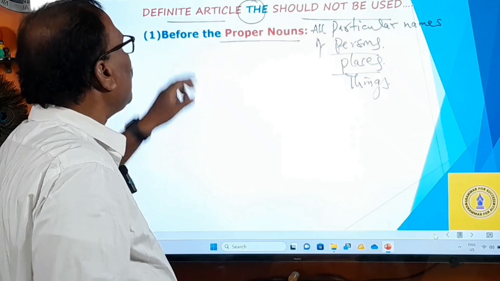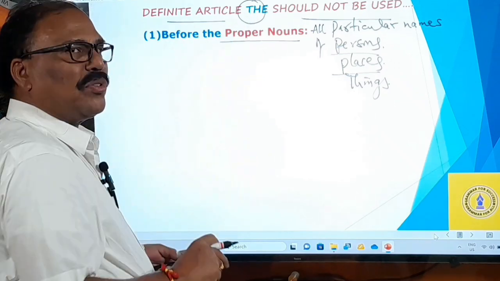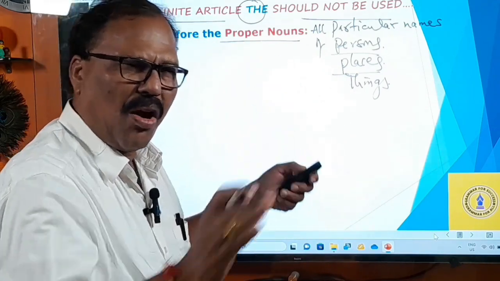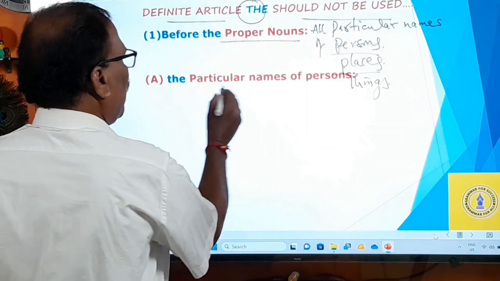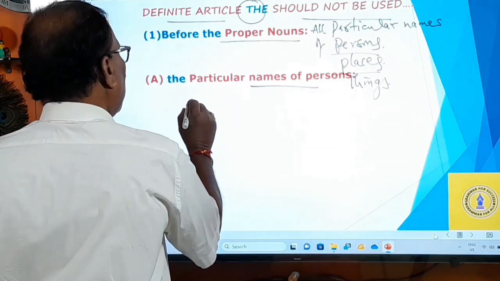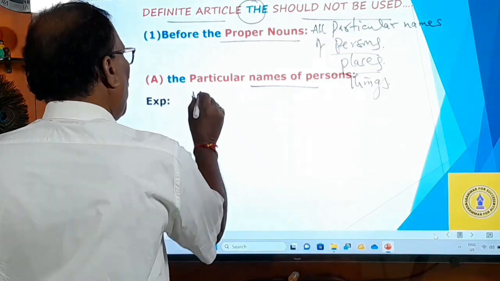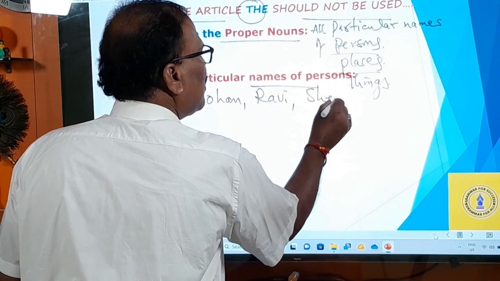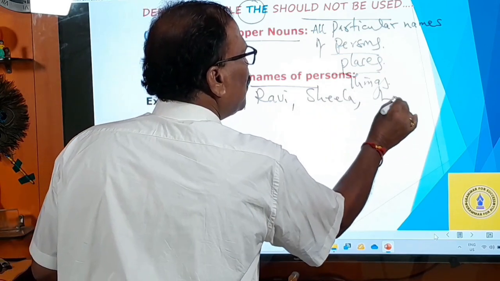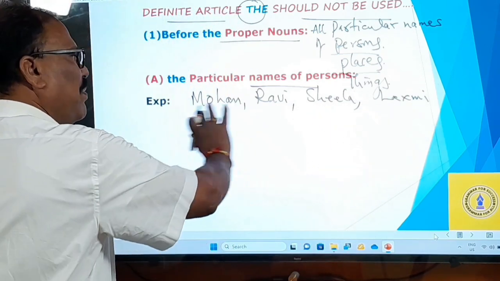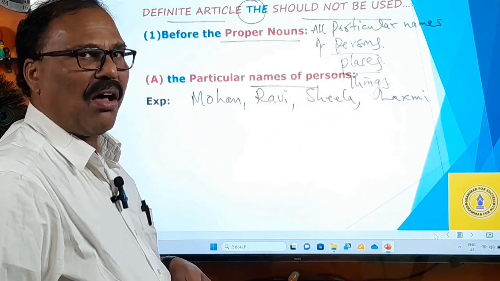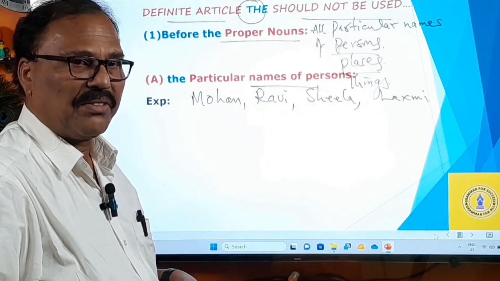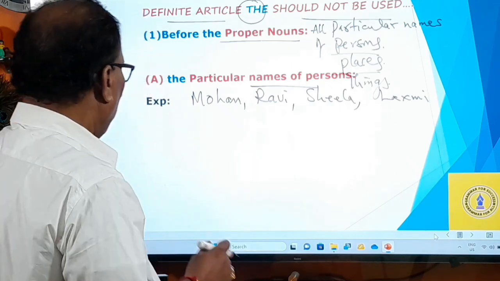Before them, we should not use any article. We should not use either a or an or the. What are the particular names of persons? For example, Mohan is the name of a particular person. Ravi is the name of a particular person. Sheila is the name of a particular person. And Lakshmi is the name of a particular person. So before these names, we should not use any article. But in the examination, they will give you an article. You have to identify that and say that it is the wrong part.